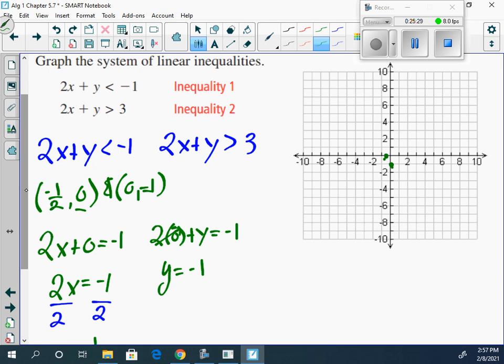Now, is the equation equal to, or, so it would be dashed, because it's not equal to, yes? Yes, less than. Try this again. So we can draw a dashed line straight through those points.